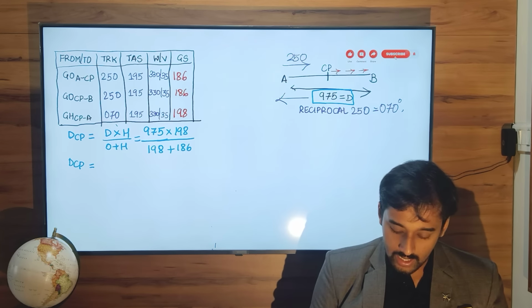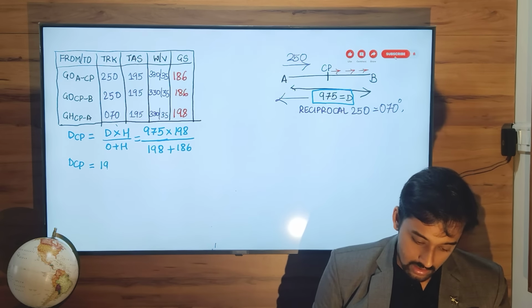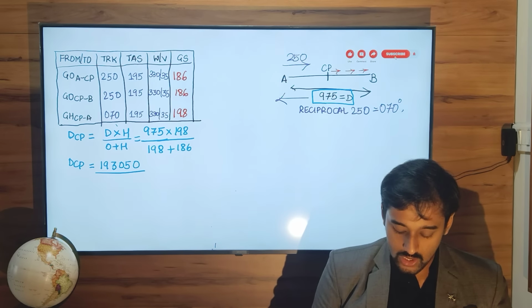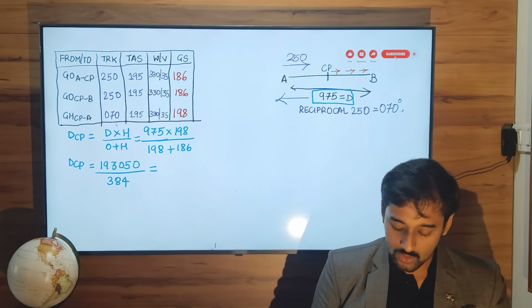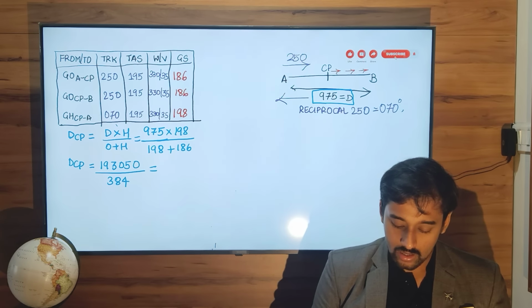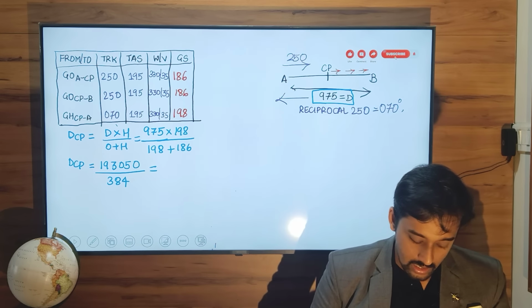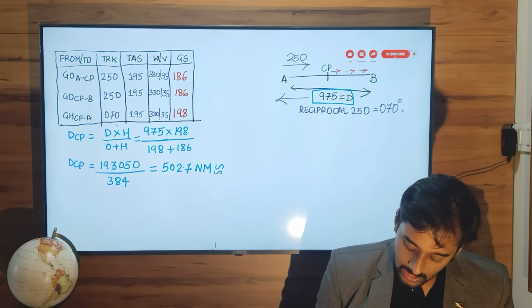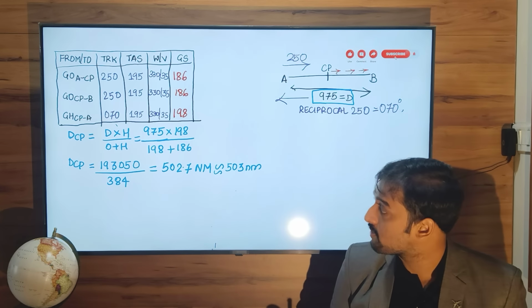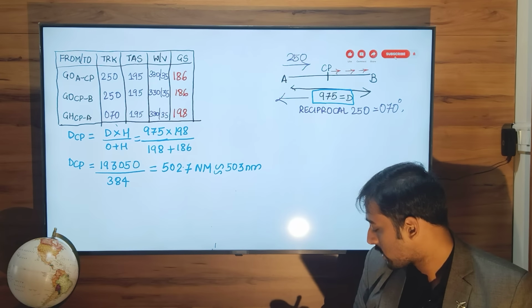So distance to CP will be equal to 975 into 198, which is 193,050. 198 plus 186 is equal to 384. So critical point distance will be 193,050 divided by 384, which is equal to 502.7 nautical miles, approximately 503 nautical miles.